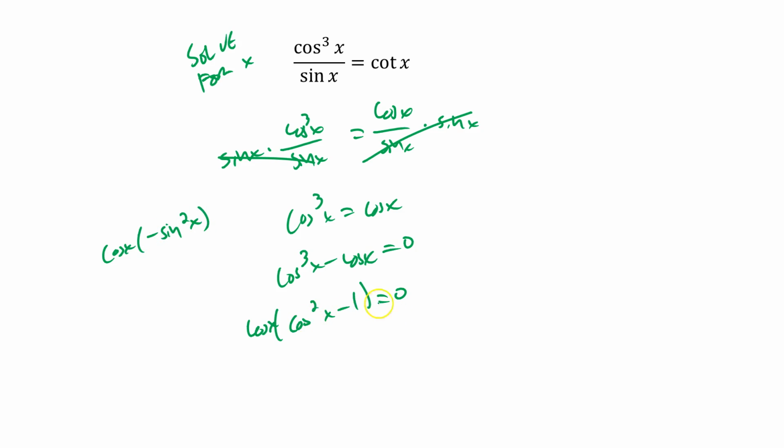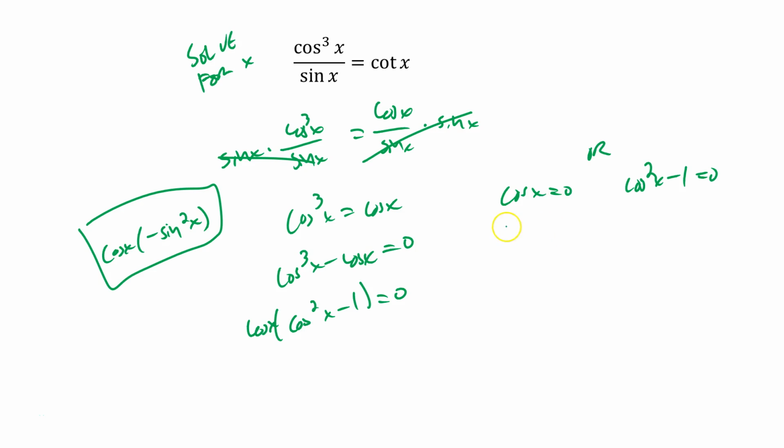I'm actually going to just set each of these equal to 0. If you do this, it'll give you the same solutions. You can try that as an exercise if you want to. But here, I either have cosine equals 0, or I could have cosine squared minus 1 equals 0. That's an or. Cosine x equals 0 happens at pi over 2 plus 2 pi n, and 3 pi over 2 plus 2 pi n.